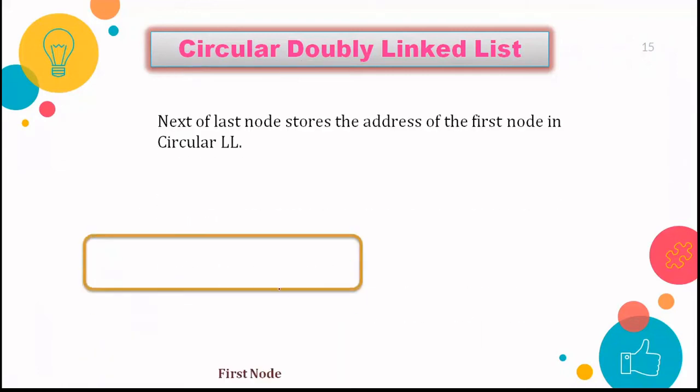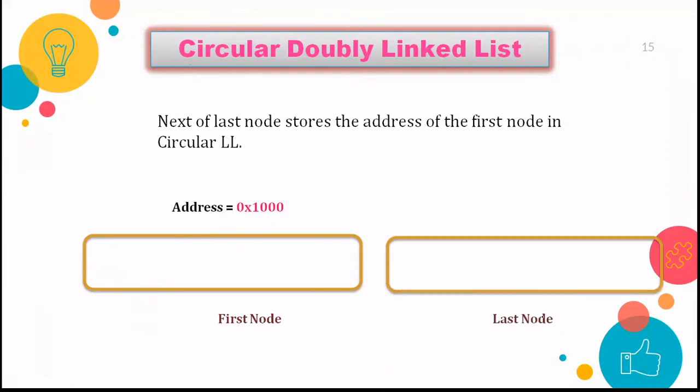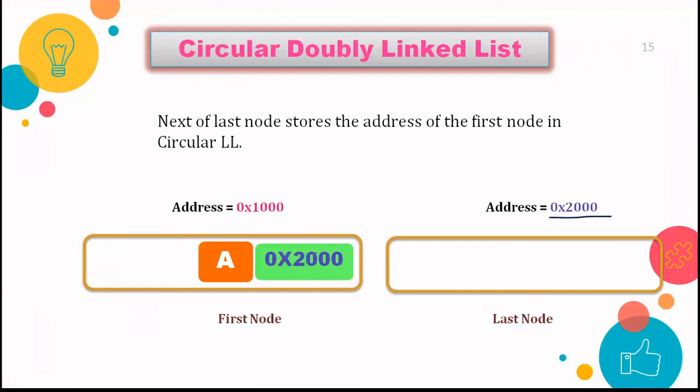Now let's understand when there will be two nodes. So here, this is the first node. This is the address of the first node. This is the next node, or you can also call it the last node because there are only two nodes in this particular example. This is the address of the next node, the last node. Now again, the information part will contain A, which I have inserted here. So here in the next part, what address will be stored? 2000.